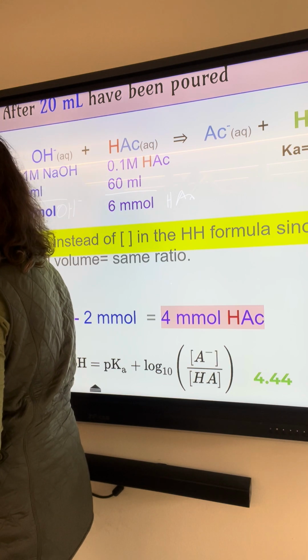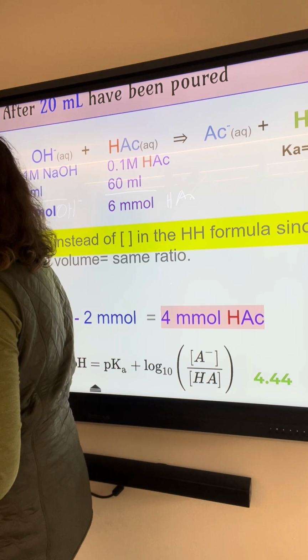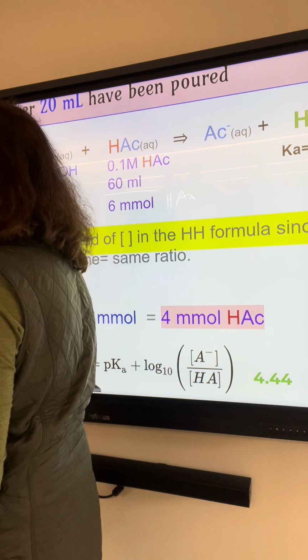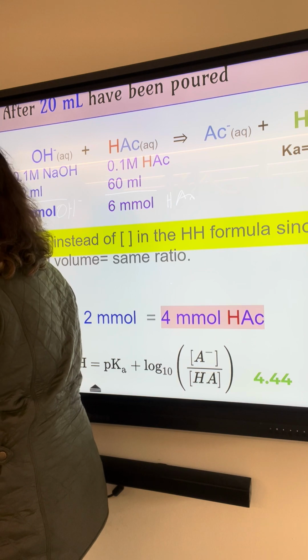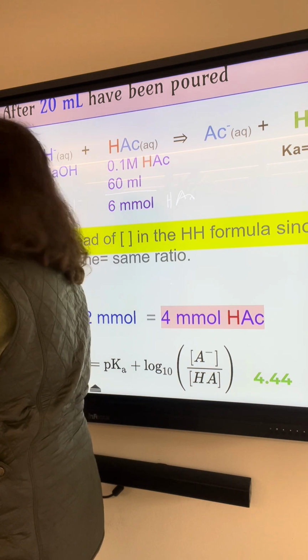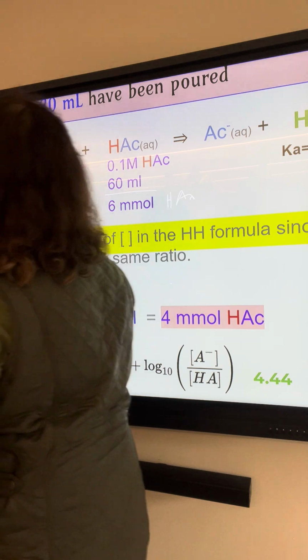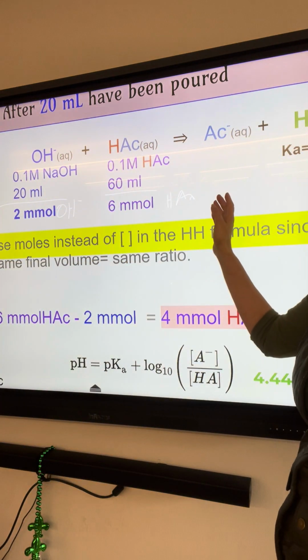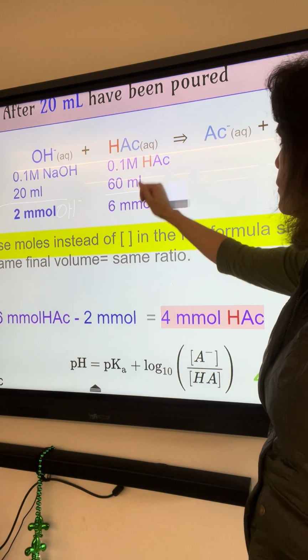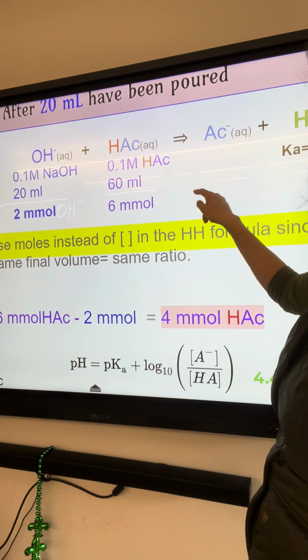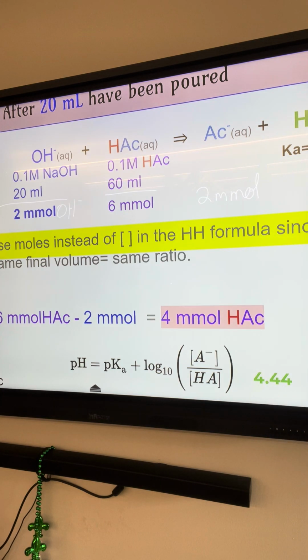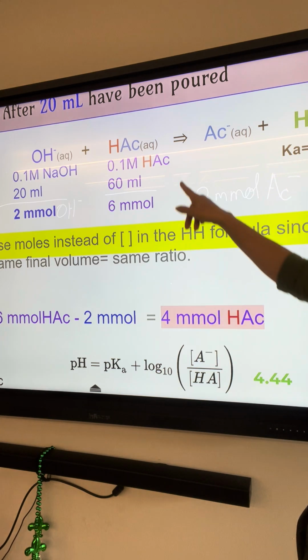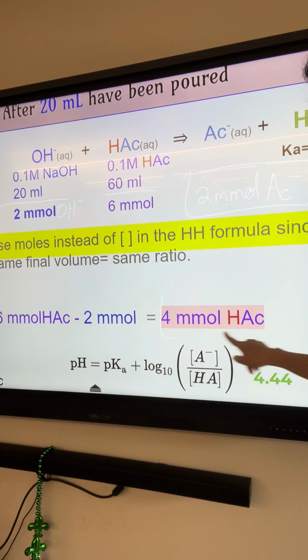Every OH minus cancels an H and leaves behind an AC minus, right? 2. Every time you drop an OH, that OH will cancel this and leave an AC minus, right? Very important concept. For every OH minus, I have an AC minus, right? So what will be my concentration of AC minus? 2 millimoles. And that's important because that's my base. So this is my base and this is my acid.